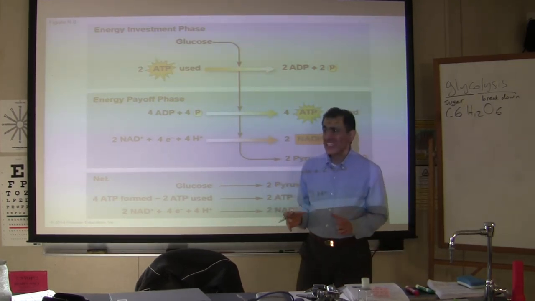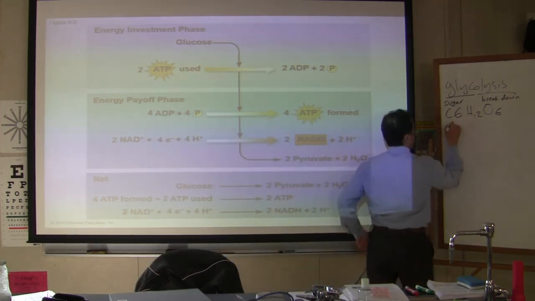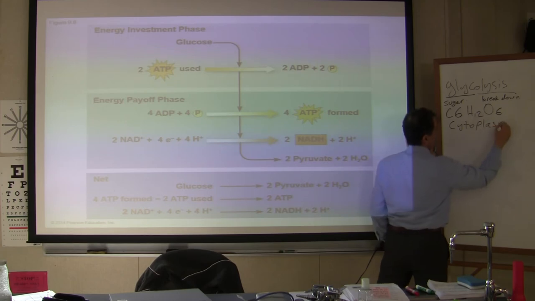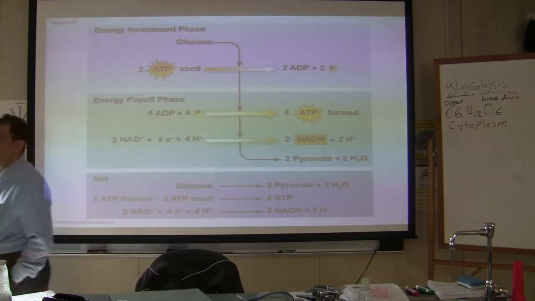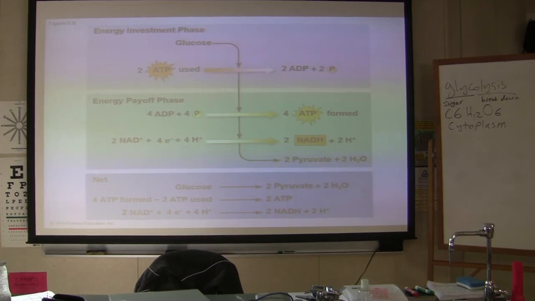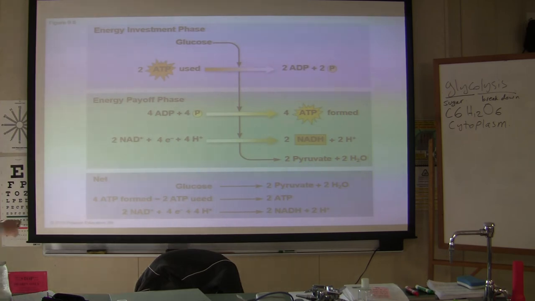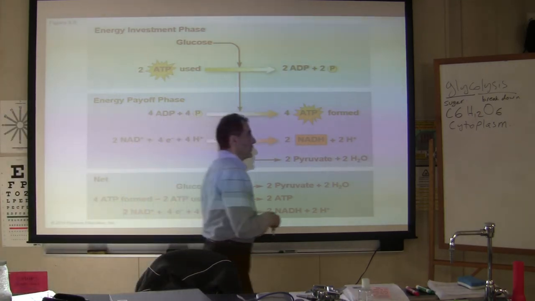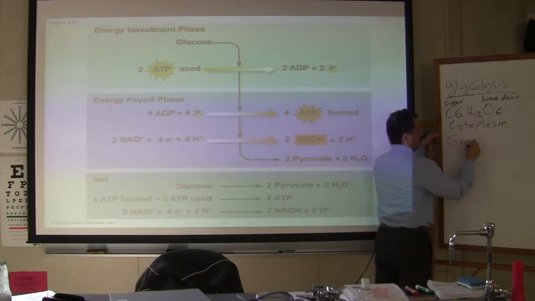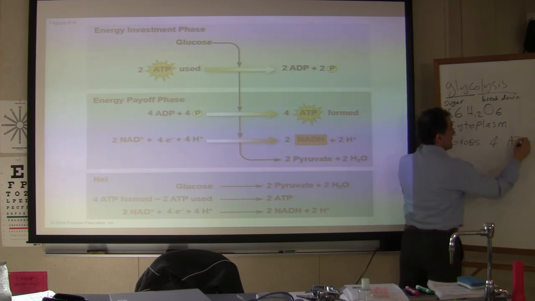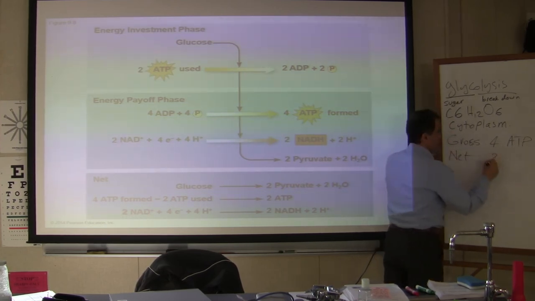So in the cytoplasm of the cell, where does it happen? The cytoplasm of the cell. Glycolysis occurs in the cytoplasm of the cell. And then when a glucose molecule breaks down to two molecules of pyruvate at the end, you have a total, let's say, gross, 4 ATP. Net, you have 2 ATP.